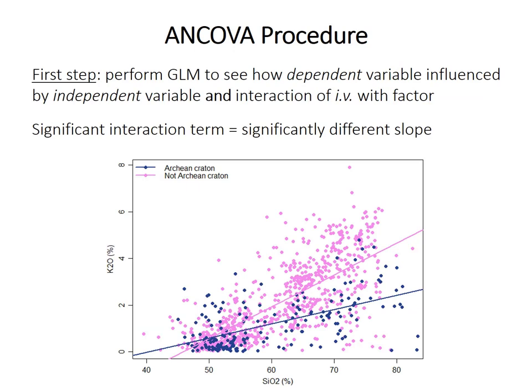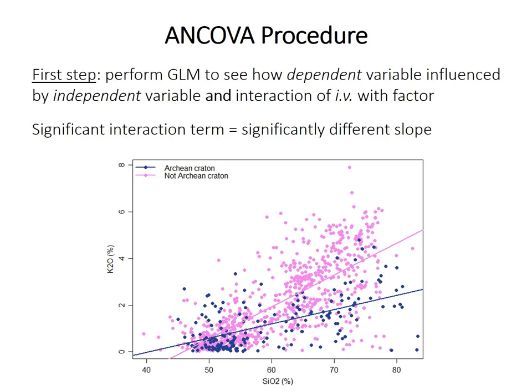So the first step in ANCOVA is to test a general linear model, a GLM we'll call it here, that includes an interaction term between the independent variable and the factor variable. If that interaction is significant, that indicates a non-additive effect, and that means the strength of the relationship, or the slope of the line, differs depending on the factor level. So if you find a significant interaction, that tells you that the slopes differ significantly, but actually that's as far as you can go with this.